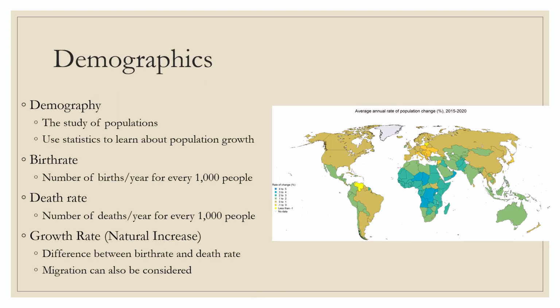So with this lesson, we are specifically looking at demography, which is the study of populations. So we're going to use statistics so we can learn about population growth. We want to see how many people are living in a country and if they are growing in population or shrinking, and what reasons there might be for that. So first thing we can look at is the birth rate. These are the number of births per year for every 1,000 people, so we can see how many babies are being born. And then death rate is how many people are dying every year per every 1,000 people. So then if we take the birth rate and death rate, find the difference between it, we are going to find our growth rate.